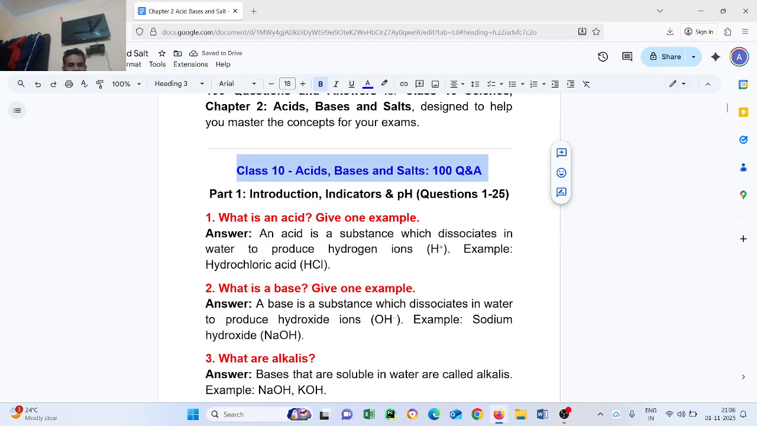What is a base? Give one example. A base is a substance which dissociates in water to produce hydroxide ions, OH ions. Example: sodium hydroxide.